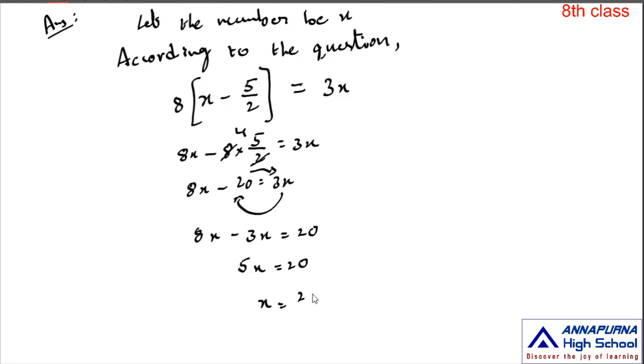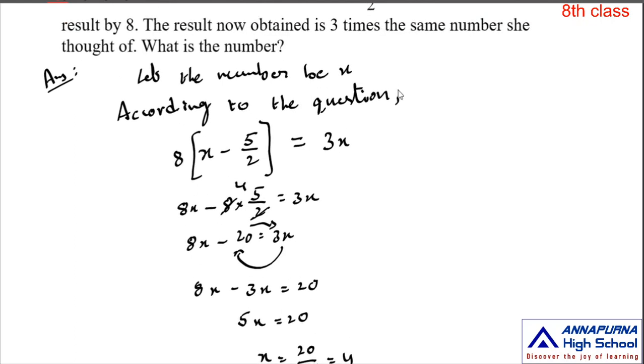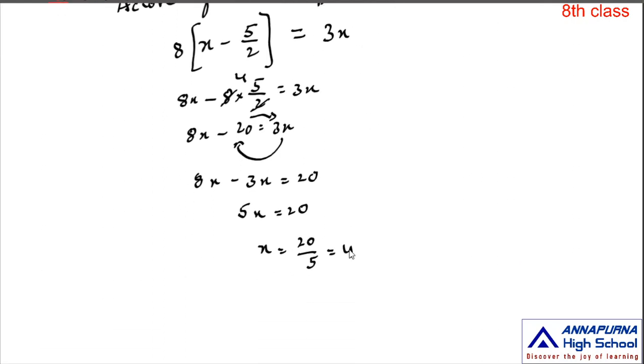So x is equal to 20 by 5. It is equal to 4. So x is equal to 4. Here in the beginning, what is x? The number. The number we have taken as x, so that x is equal to 4. Hence the required number is 4. Okay, let's come to the next one.